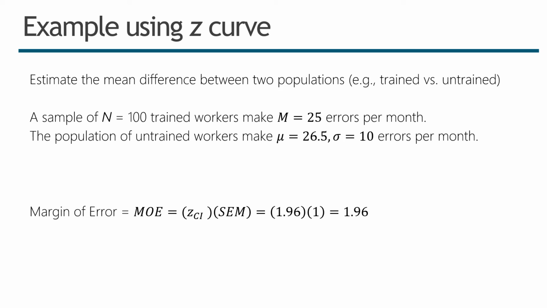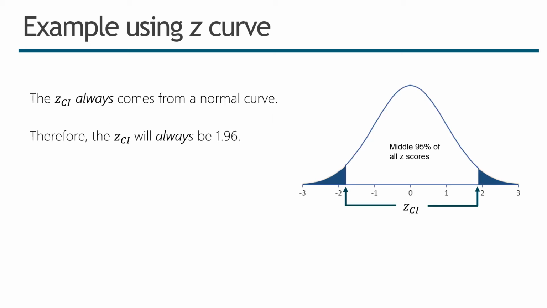It has two terms, the ZCI and the amount of sampling error in the study, the SEM. In this case, the computation comes out to be 1.96. In the next slide, I'll explain why. When you're computing a 95% confidence interval, the ZCI will always be 1.96. As the figure on the right shows, the z-scores that bracket the middle 95% of all z-scores are negative 1.96 and positive 1.96. So when you're producing a 95% confidence interval, that ZCI will always be 1.96.